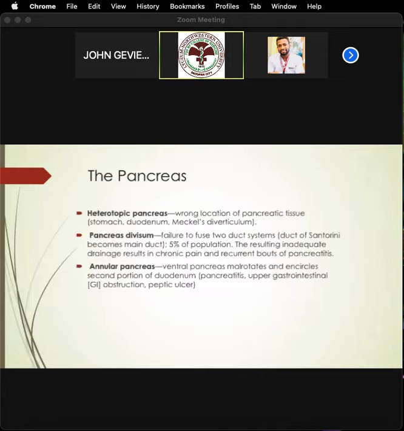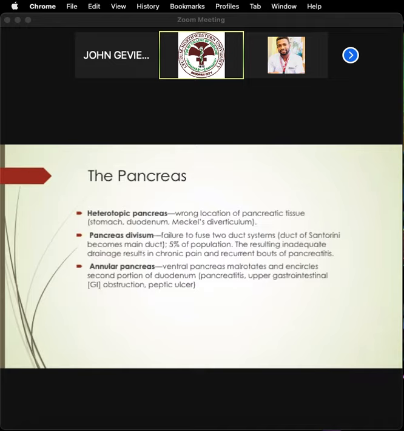These are the variants with regards to the pancreas. Heterotopic pancreas, meaning there's a wrong location. There's other pancreatic tissue outside the pancreas. Sometimes it's in the stomach, duodenum, or sometimes in a Meckel's diverticulum. Pancreas divisum, a common question: failure to fuse the two ducts, the duct of Santorini and the duct of Wirsung. Your duct of Wirsung is the main duct, but in pancreas divisum, the duct of Santorini becomes the main duct.